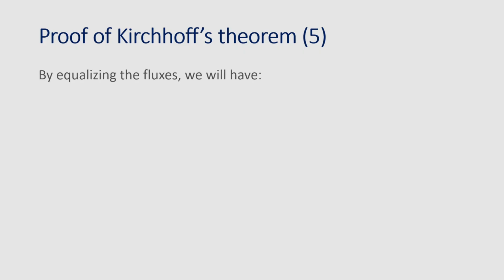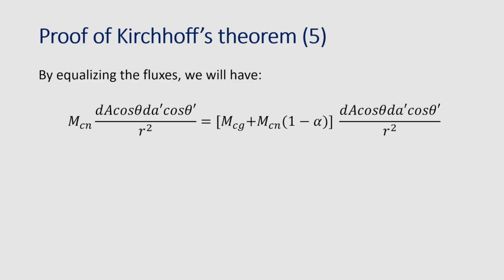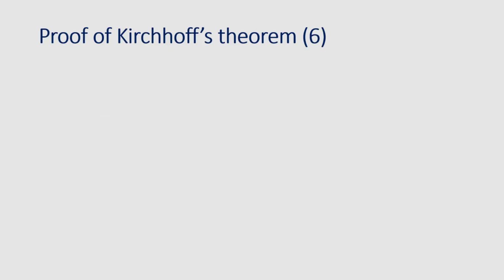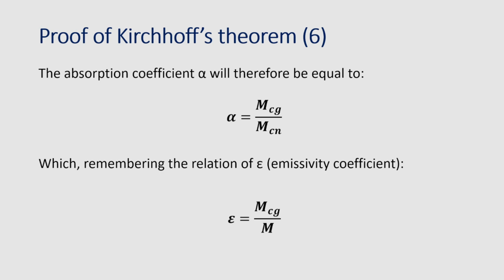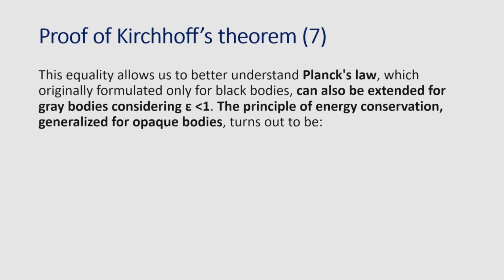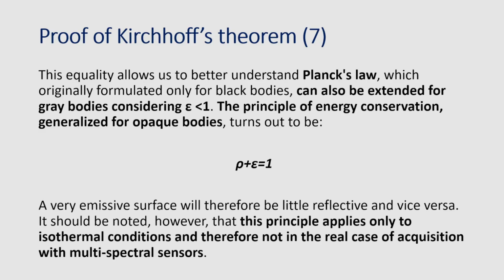In the following two slides it can be verified that alpha equals epsilon. Proof of Kirchhoff's theorem, 7. This equality allows us to better understand Planck's law, which, originally formulated only for black bodies, can also be extended to gray bodies by considering epsilon. The principle of energy conservation, generalized for opaque bodies, turns out to be rho plus epsilon equals 1. A very emissive surface will therefore be little reflective and vice versa.